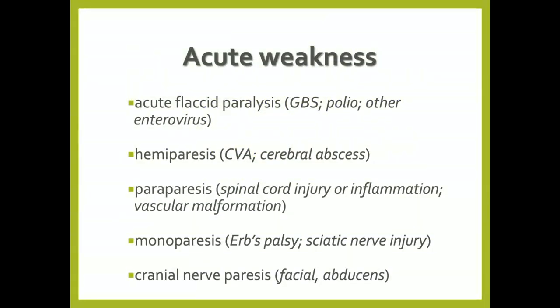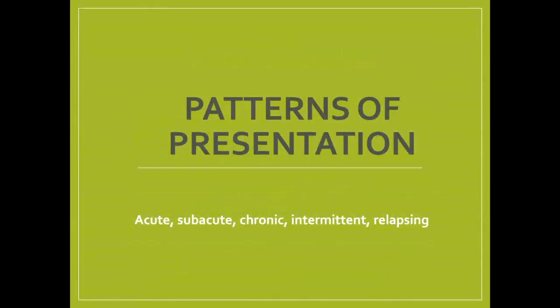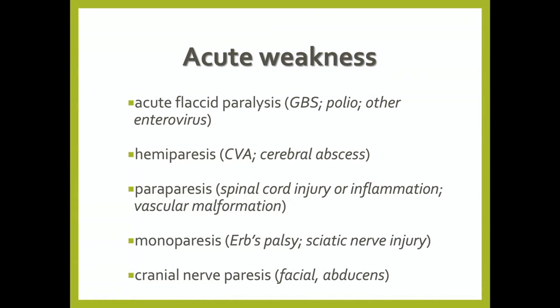In terms of, again, patterns of presentation in terms of chronology or timing, we have acute weakness, and I think one of the students alluded to this, that you could have some acute insult that causes weakness, and these would include something like acute flaccid paralysis, which may be due to Guillain-Barré syndrome, could be due to polio or some non-polio enterovirus, okay? And by acute flaccid paralysis, we mean that the child would have acquired weakness of the limbs with hypotonia and hyporeflexia. What is the particular pattern of presentation that you tend to get with Guillain-Barré syndrome? Does anybody know?